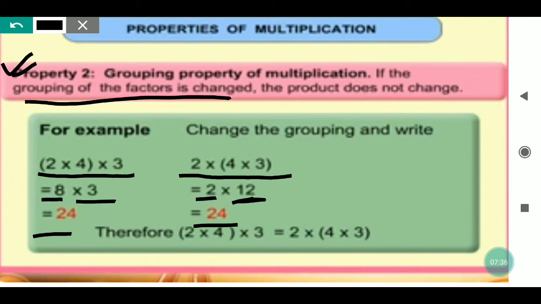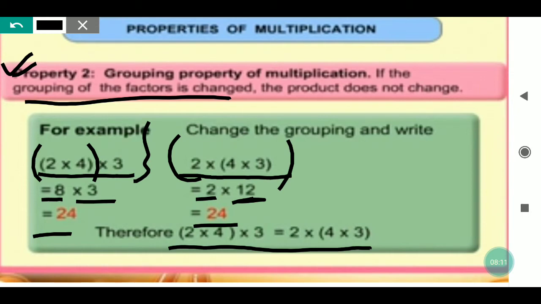So therefore, when we are grouping the factors, the product is not changing at all. When we are changing the grouping of the factors, then the product is remaining the same. Grouping of the factors means what? You can see now, 2 into 4, one group I have made, and 3 I have written separately. So this one is the complete one group. Now here 4 into 3 I have written inside the bracket. So this one group I have made. So like this I have made 2 groups, my dear.